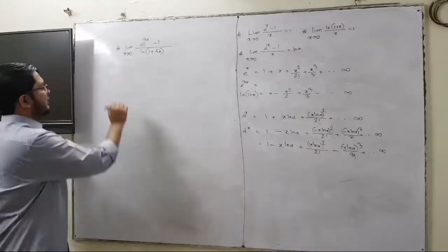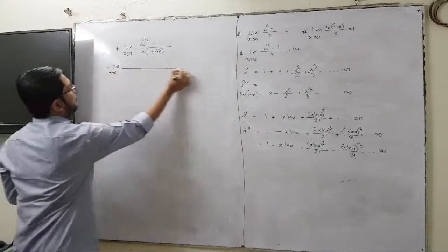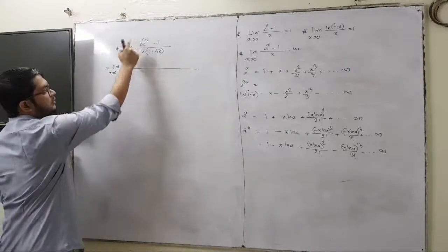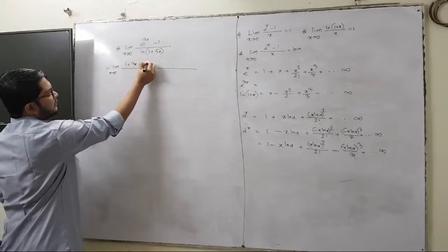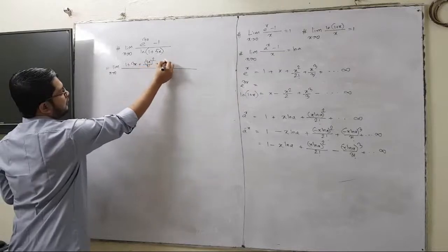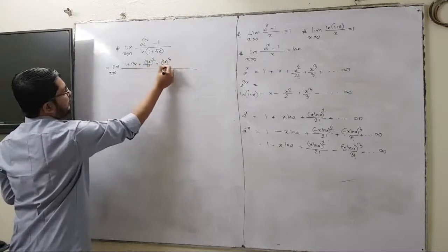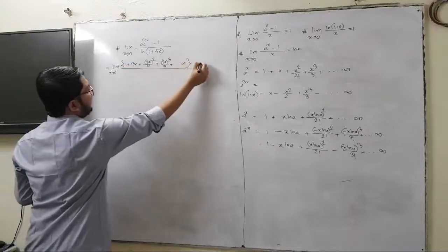So let me write it down. Limit x tends to 0. What will happen? e to the power 3x will become 1 plus 3x plus (3x) square by 2 factorial, plus (3x) cube by 3 factorial, all the way to infinity. And then at the end we have a negative 1.